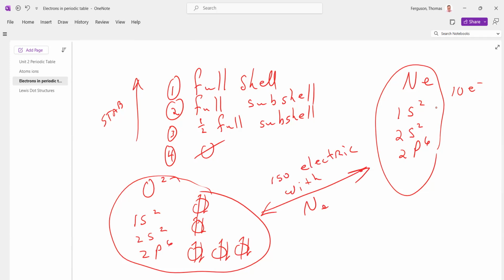So that oxygen ion is isoelectronic with neon's electronic configuration, hence the stability. So that's why ions form, to look like a full shell.